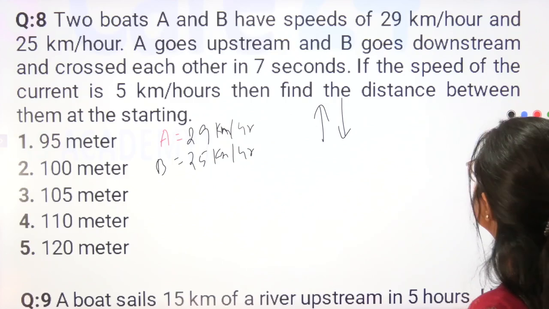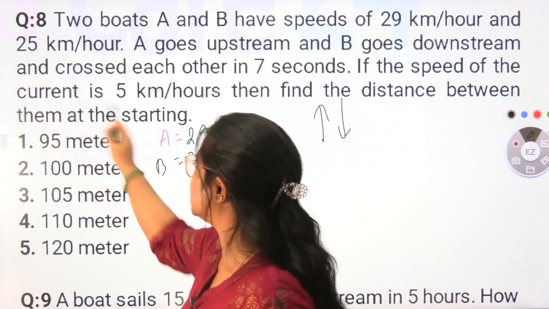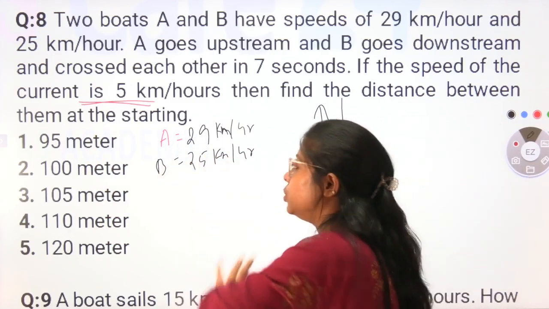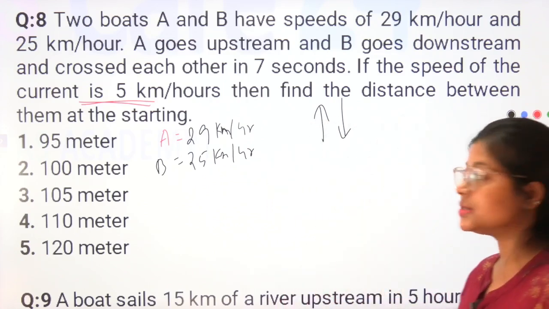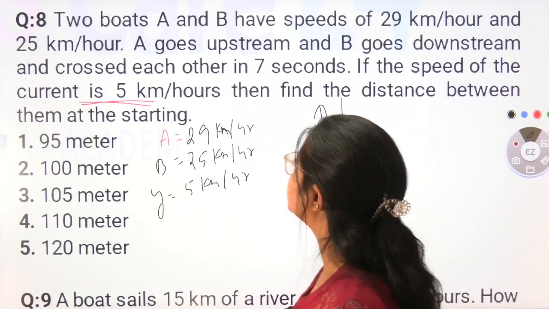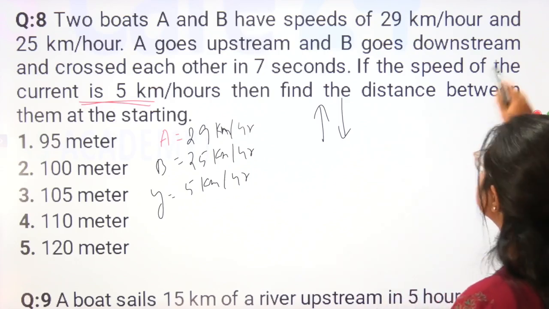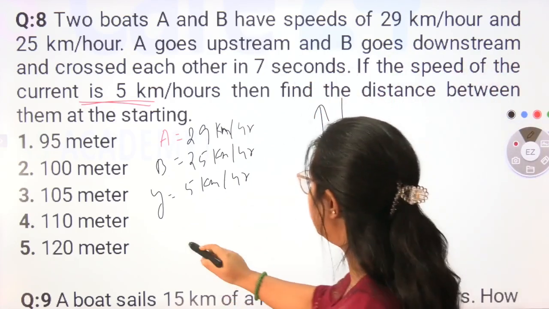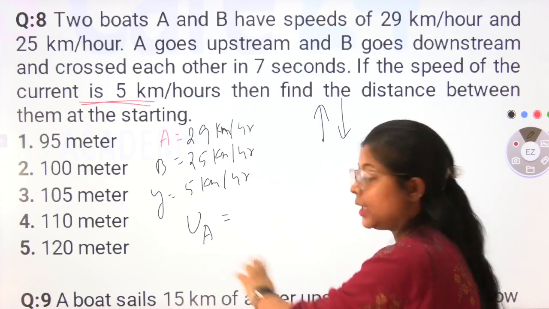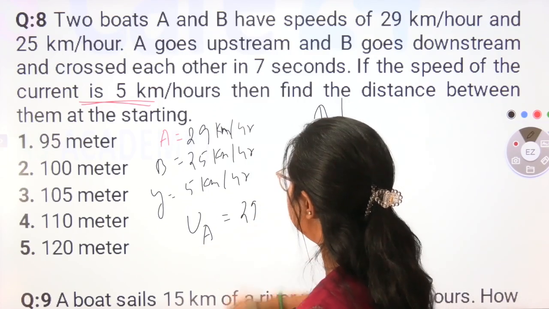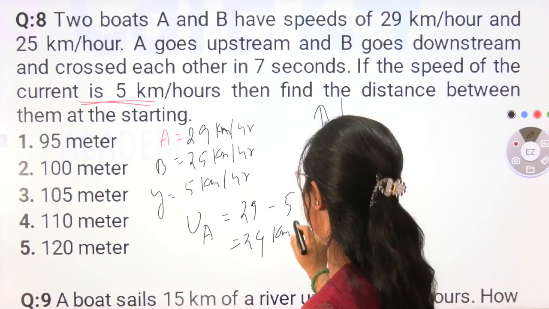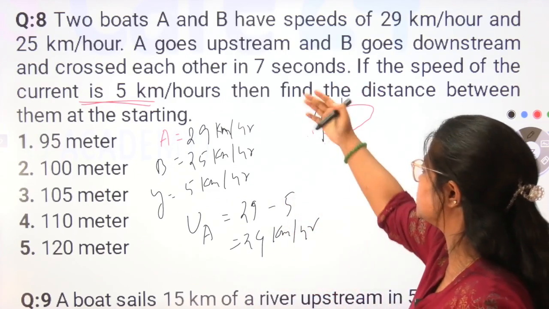So my upstream speed will be how much? Because you are also given the speed of the current. So you are given the speed of the current and the individual speeds of both A and B. So speed of current, that means Y, is given as 5 km per hour. Then upstream speed for boat A is 29 minus 5, so it is 24 km per hour, since A is going upstream.